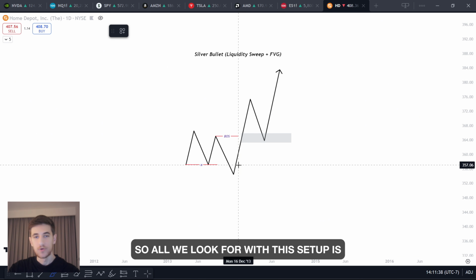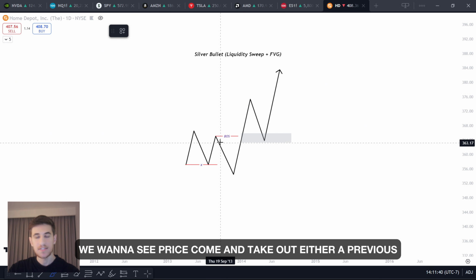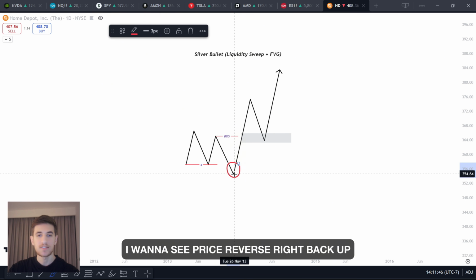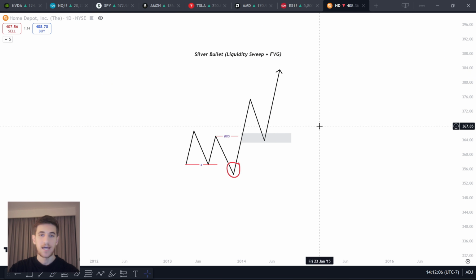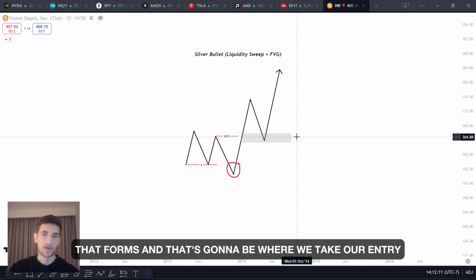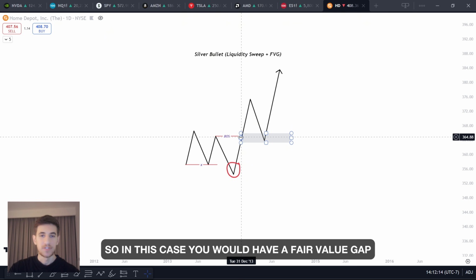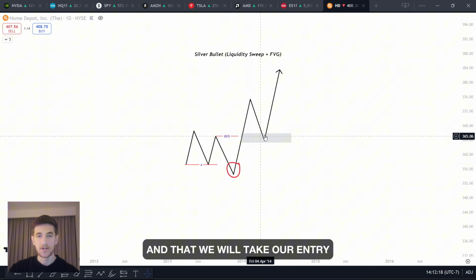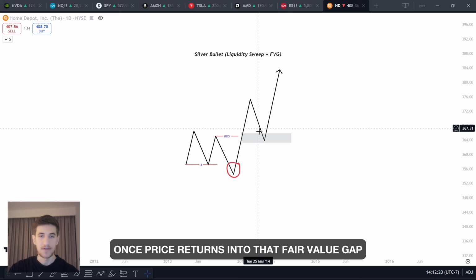So all we look for with this setup is we want to see price come and take out either a previous low or a previous high. And instead of continuing down, I want to see price reverse right back up. Now, the next thing we want to see is a fair value gap that forms, and that's going to be where we take our entry for this trade. So in this case, you would have a fair value gap form after the liquidity sweep, and then we will take our entry once price returns into that fair value gap.